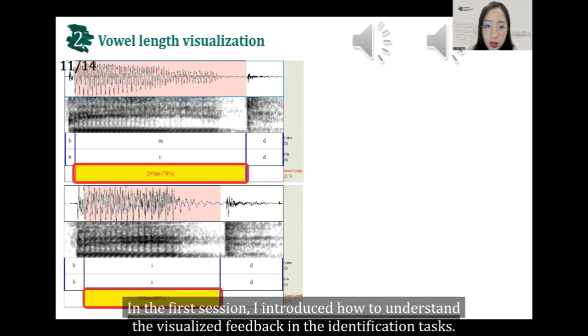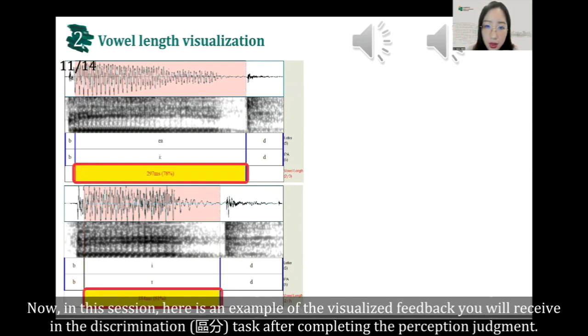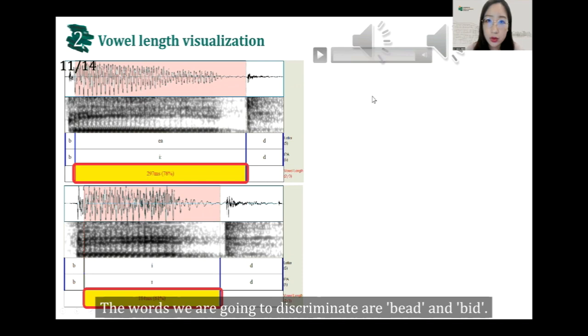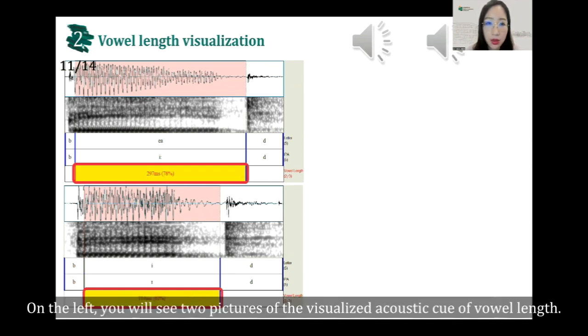In the first session, I introduced how to understand the visualized feedback in the identification tasks. Now, in this session, here's an example of the visualized feedback you'll receive in the discrimination task after completing the perception judgment. The words we're going to discriminate in this case are bead, bid. On the left, you'll see two pictures of the visualized acoustic cues of vowel length.